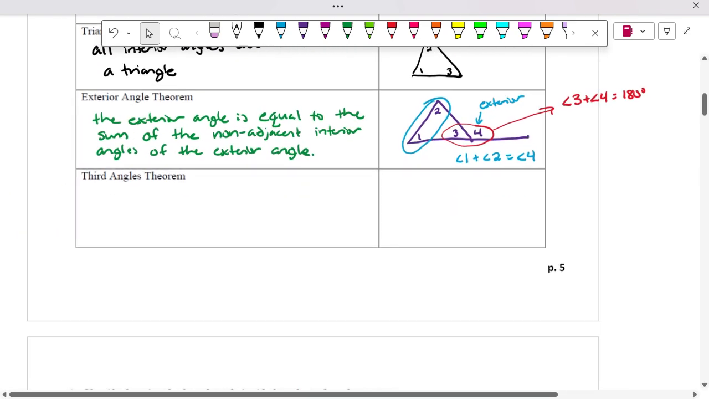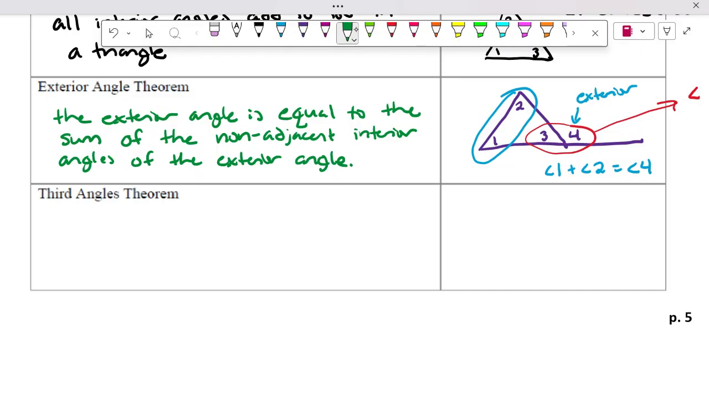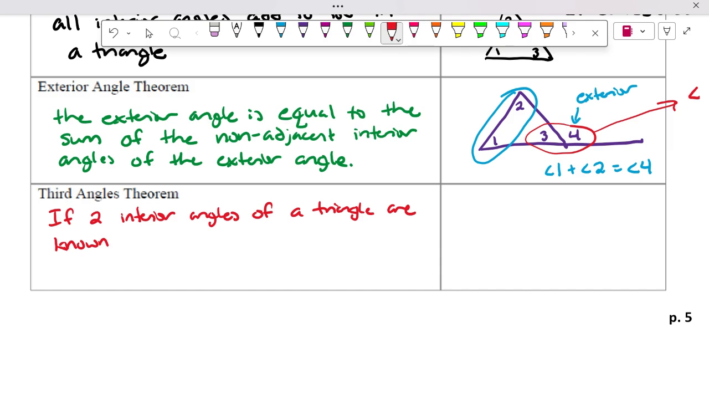Now, the last theorem, the third angles theorem, is very, very similar to the triangle sum theorem. It's kind of like the reverse of the triangle sum theorem. All it states is that if two interior angles of a triangle are known, then we can find the third angle.